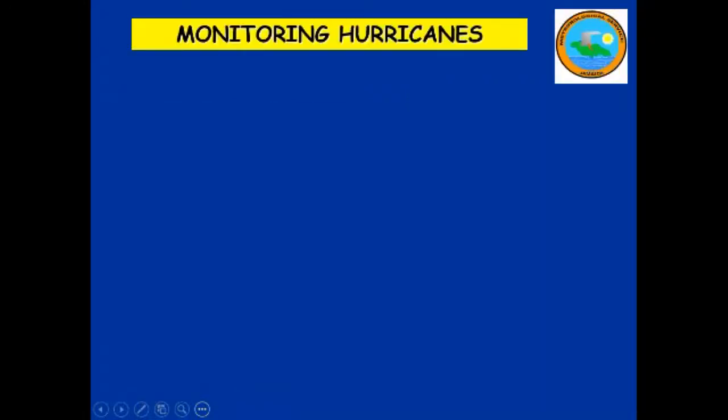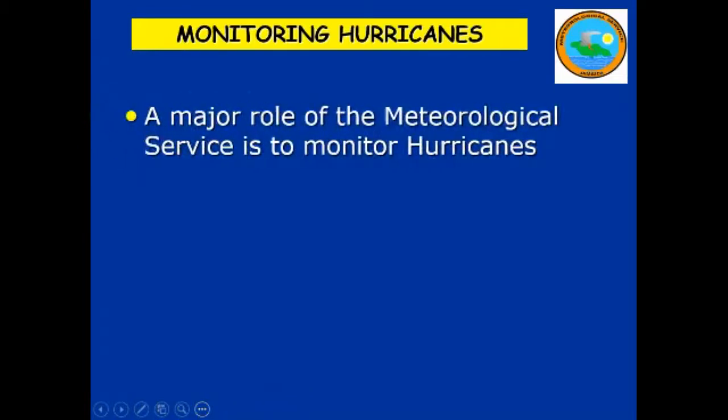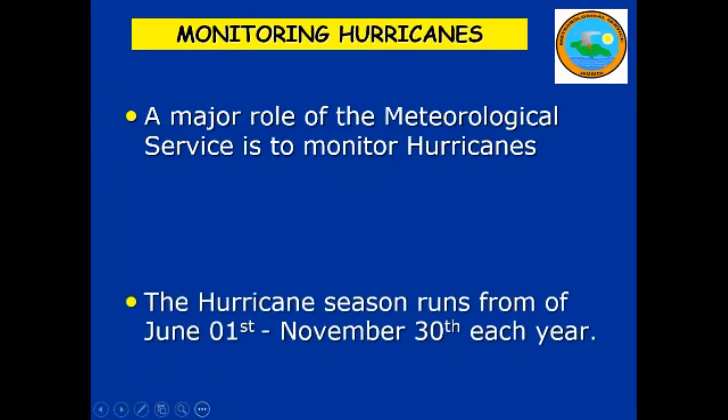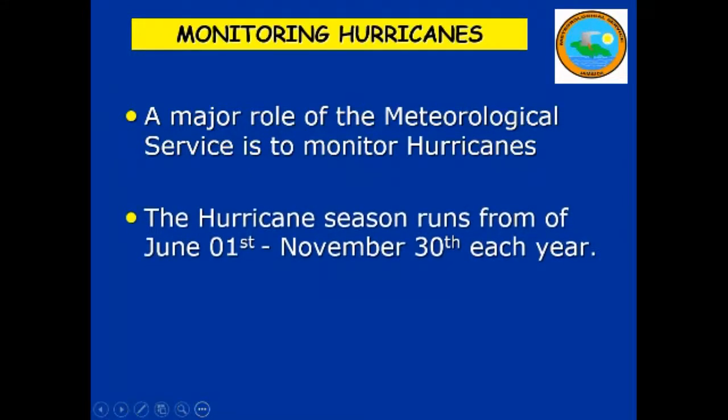One of the main responsibilities of the meteorological service is to monitor hurricanes. The hurricane season, which runs from June 1st to November 30th, is one of our busy seasons. This is a time when we do a lot of observation. We have to monitor whether a tropical wave is going to intensify into a tropical storm. We have to send out warnings to evacuate our fisher folks and persons living in vulnerable areas where a hurricane might pose a risk. We have to be on high alert.